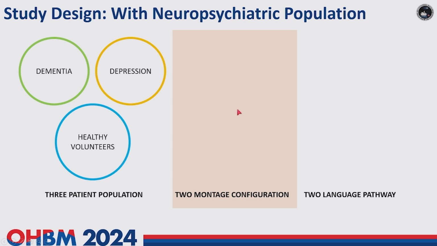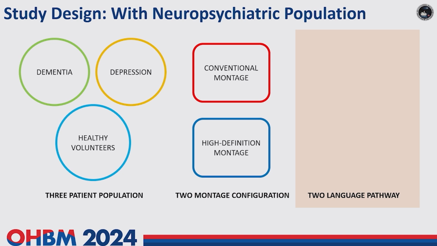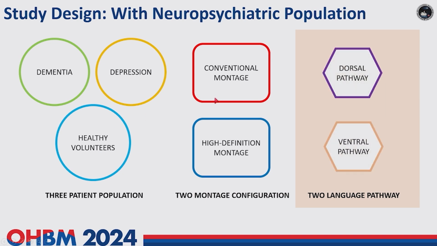We took two montages that can be used for this population: one was the conventional montage, another one was the high definition montage. We wanted to see which one results in lower variability. For that, we placed these montages on two language pathways, the dorsal and ventral pathway. The reason for choosing language pathways was that we know they are extensive, spread over large brain areas, and also have two roads, so it was easy for us.